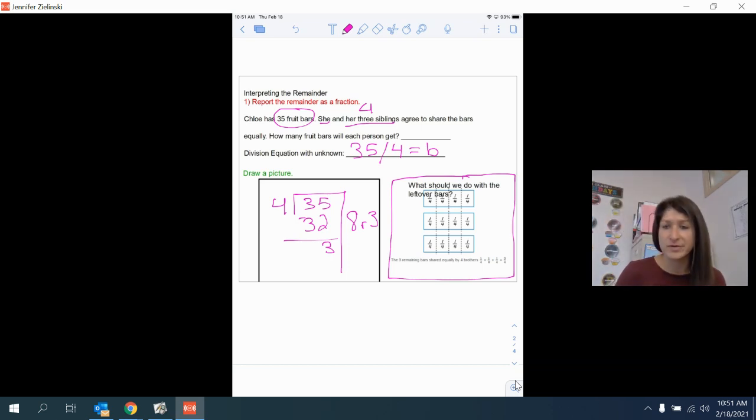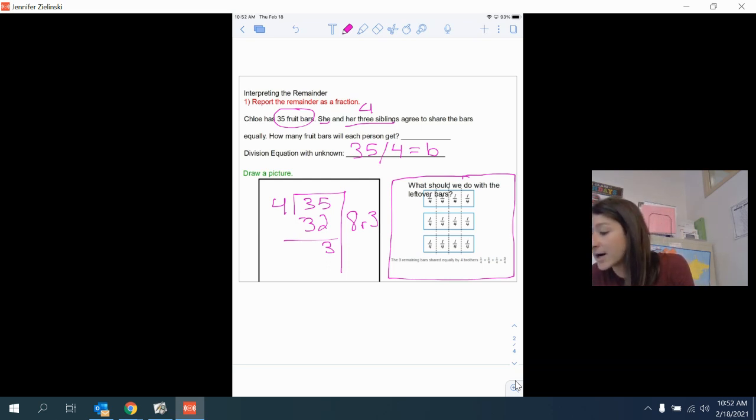Things that you wouldn't be able to split up, for instance, would be if you're sharing seats or chairs. Well, you can't split up a chair. So that would be an opportunity where you would not use a fraction. What you would need to do is take your remainder, which is 3, and put it over your divisor to make it 3/4.